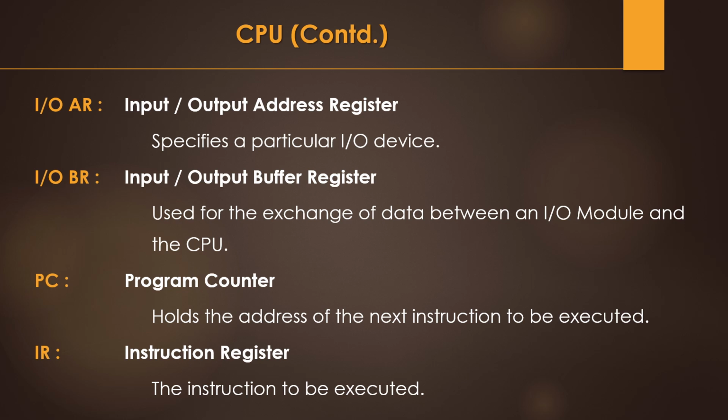Program counter. This register holds the address of the next instruction to be executed. So which instruction is to be executed next? This information, the address of the next instruction, will be stored in the program counter. Instruction register. This register holds the instruction that is executing currently. So which instruction is executing currently, that information will be stored in this IR.